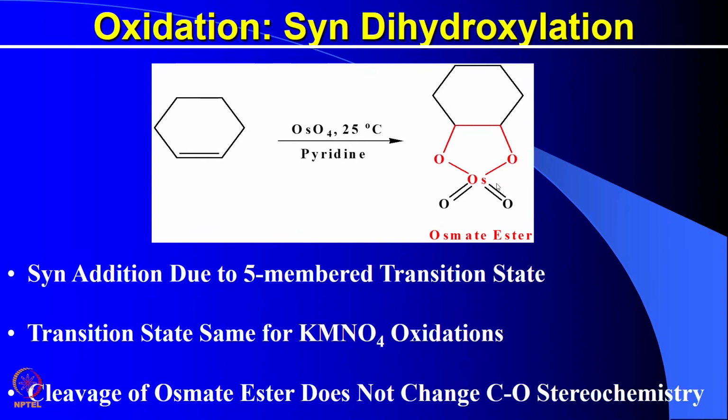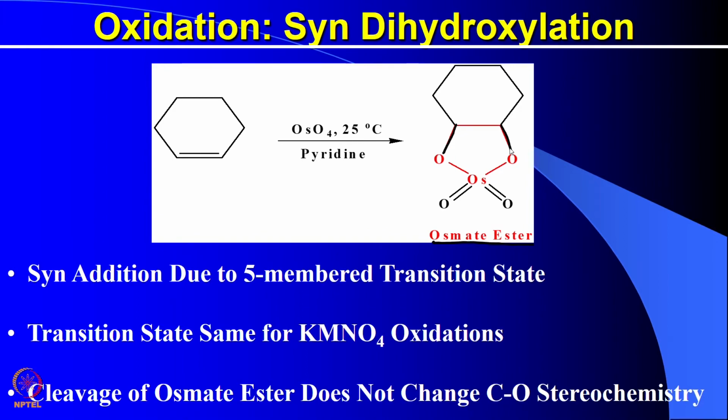So this is the mechanism of this osmium tetroxide oxidation. When you treat osmium tetroxide with a C=C double bond, it initially forms the cyclic osmate ester. So you can see that these C–O single bonds are in the syn orientation. So it is a syn addition due to the 5-member transition state. This transition state is the same or similar for potassium permanganate as well.